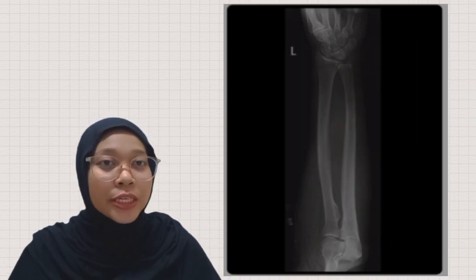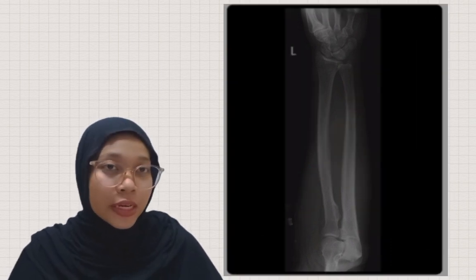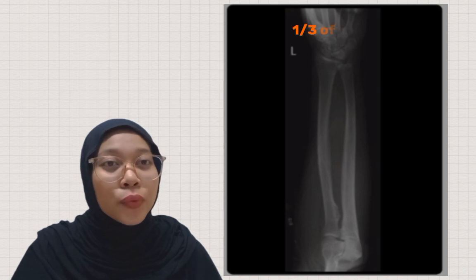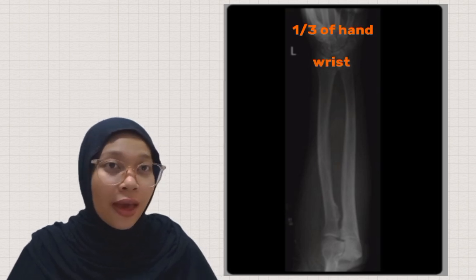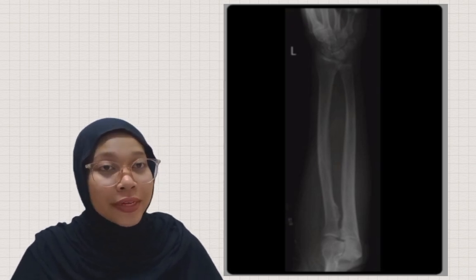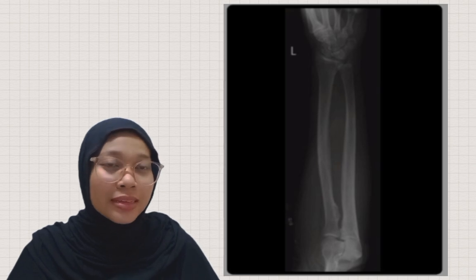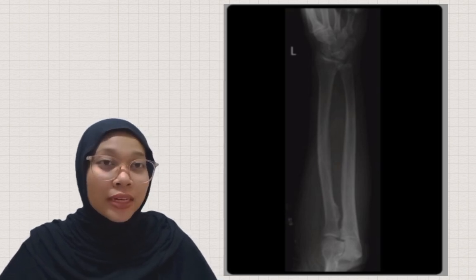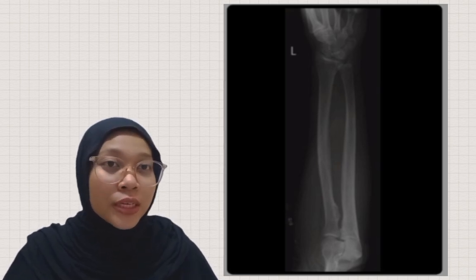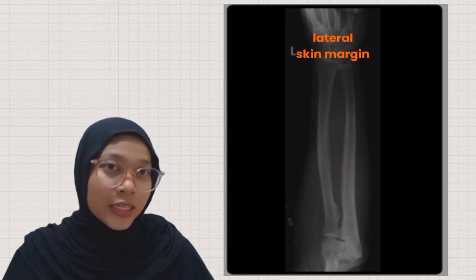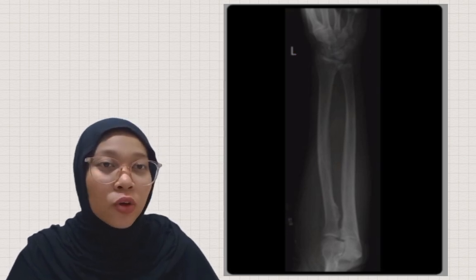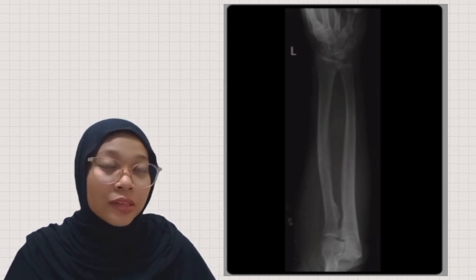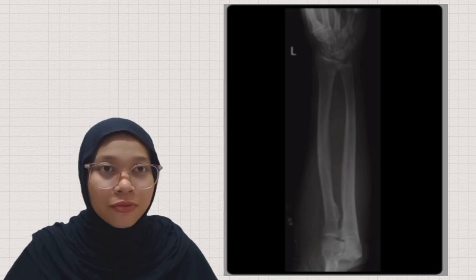That's for the collimation. At the superior border, the structures that must be included are the wrist and one third of the hand. At the inferior border, the structure that should be included is the elbow. And for the lateral border, the structure that should be included is the lateral skin margin. There is no radiation protection apparatus seen on the radiograph.